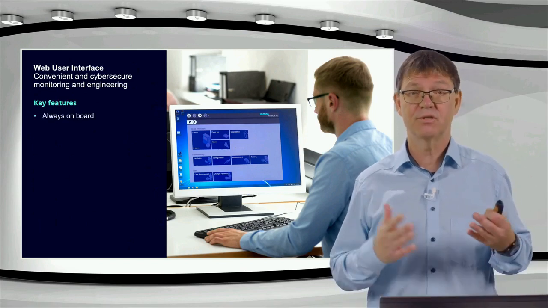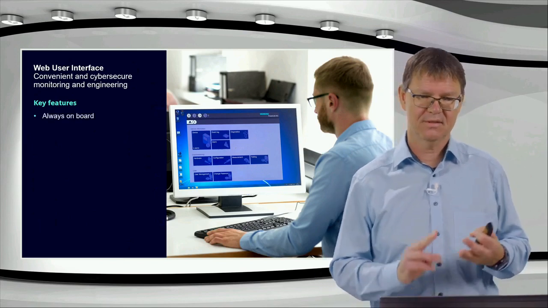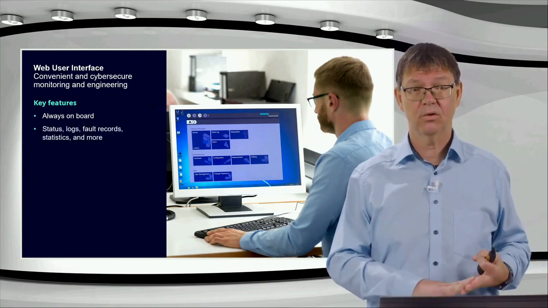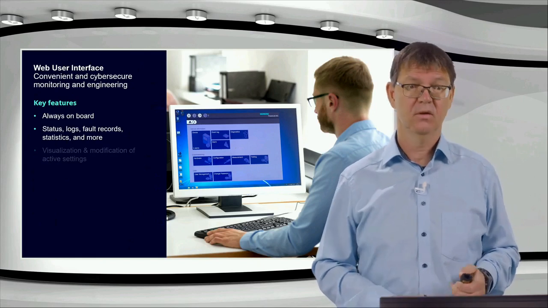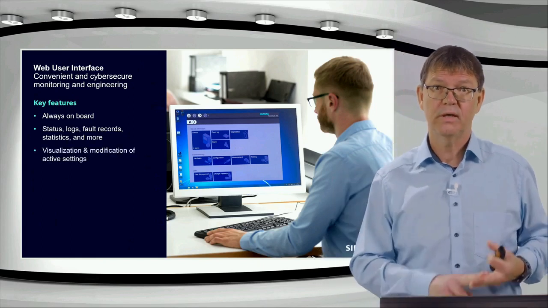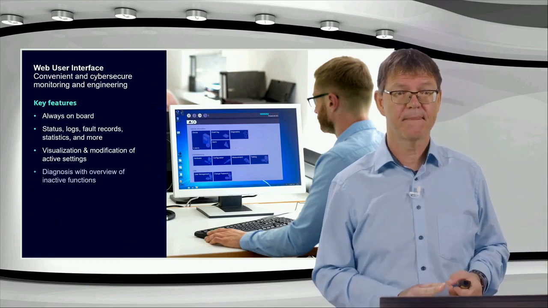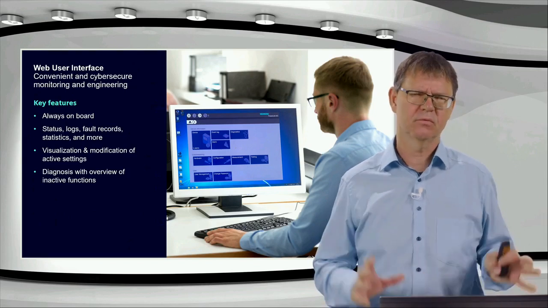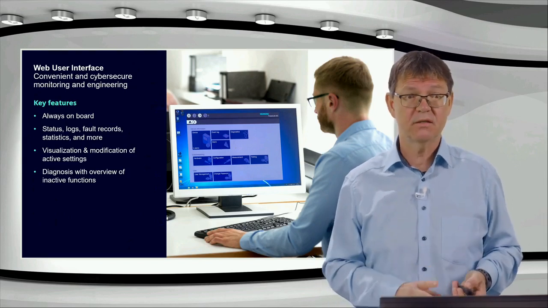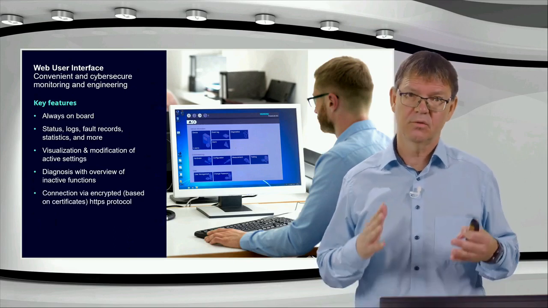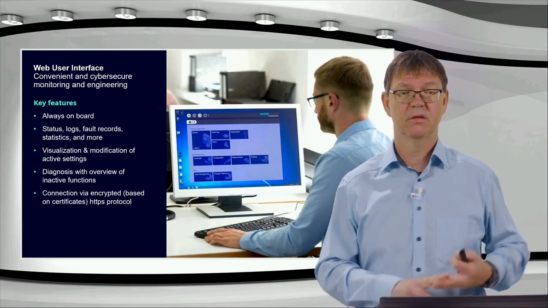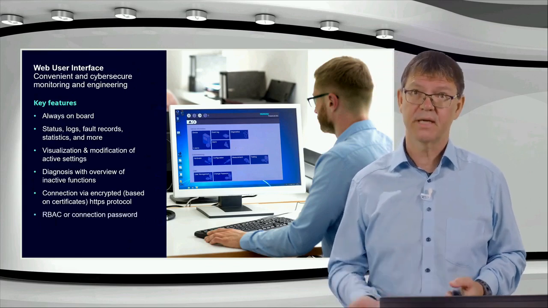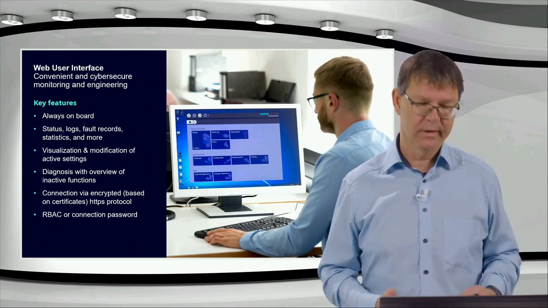And the key feature here is that this is always on board, because this comes from the protection relay. What we can see are status logs, fault records, statistics. We can show and change settings in the relay. Also diagnosis and overview of inactive functions. So this gives you a fast overview of what is not active in the relay. And you connect in a safe way via the encrypted HTTPS protocol, either with a password or also with role-based access control if this is set up.